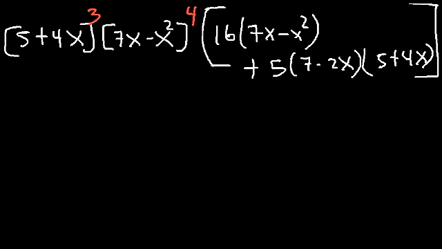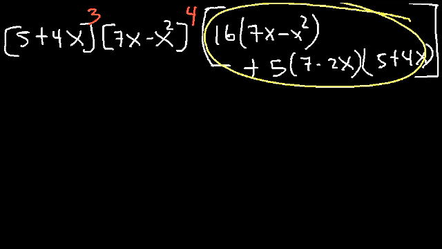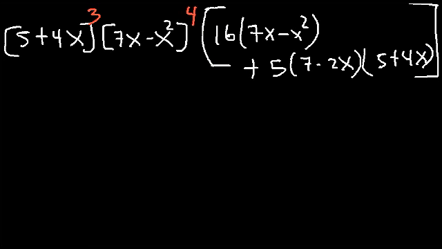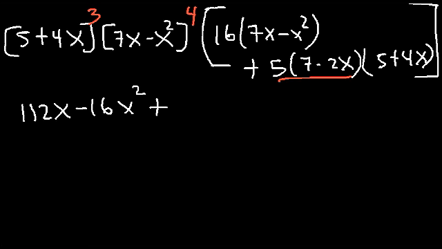So now let's focus on this part of the expression. Let's simplify it. So let's distribute the 16 to 7x and x squared. So 16 times 7x, that's 112x, and 16 times negative x squared is negative 16x squared. Now let's distribute the 5 to the 7 minus 2x. So that's going to be 35, and 5 times negative 2x, that's negative 10x.